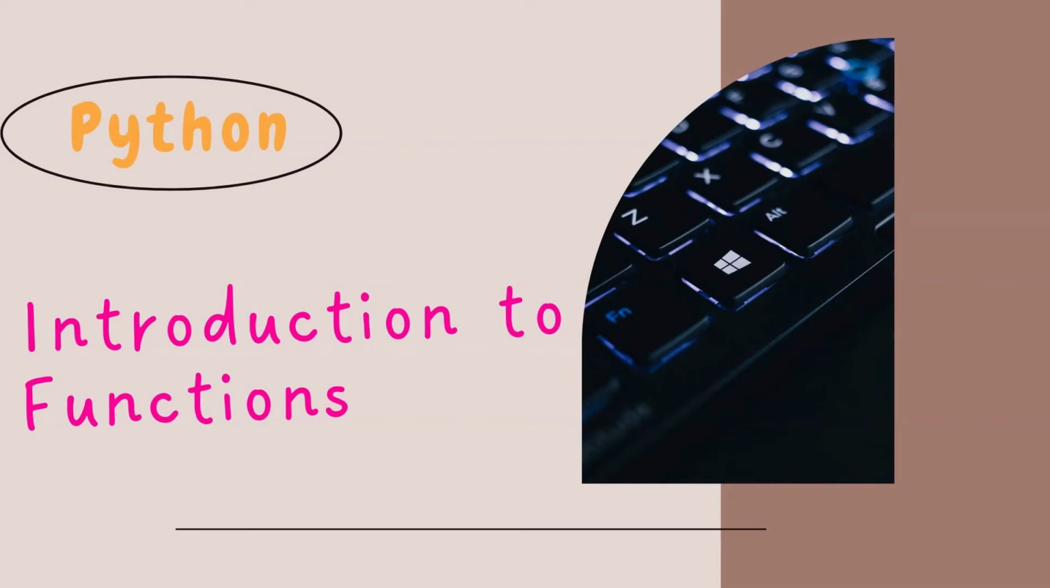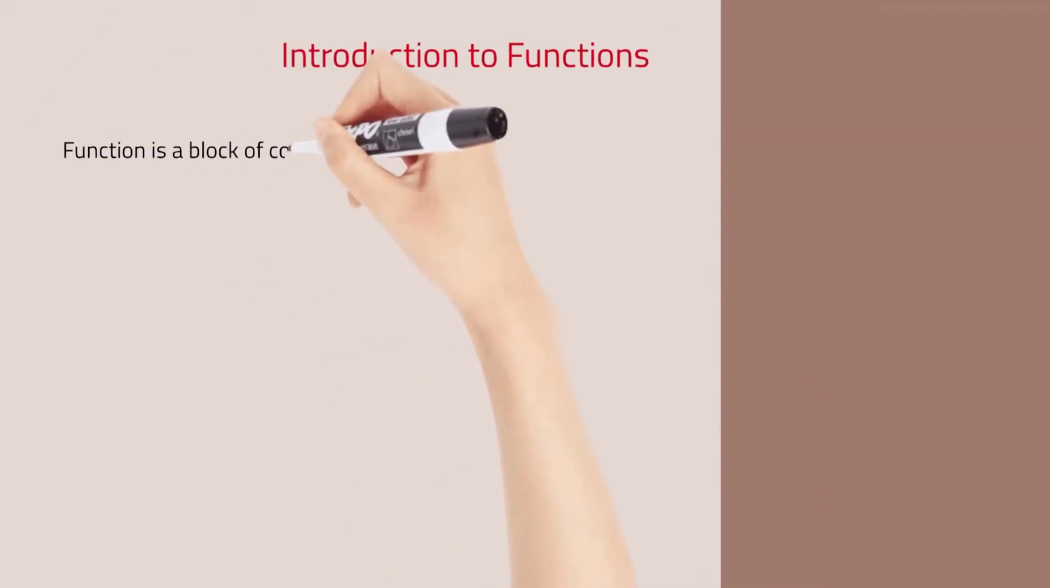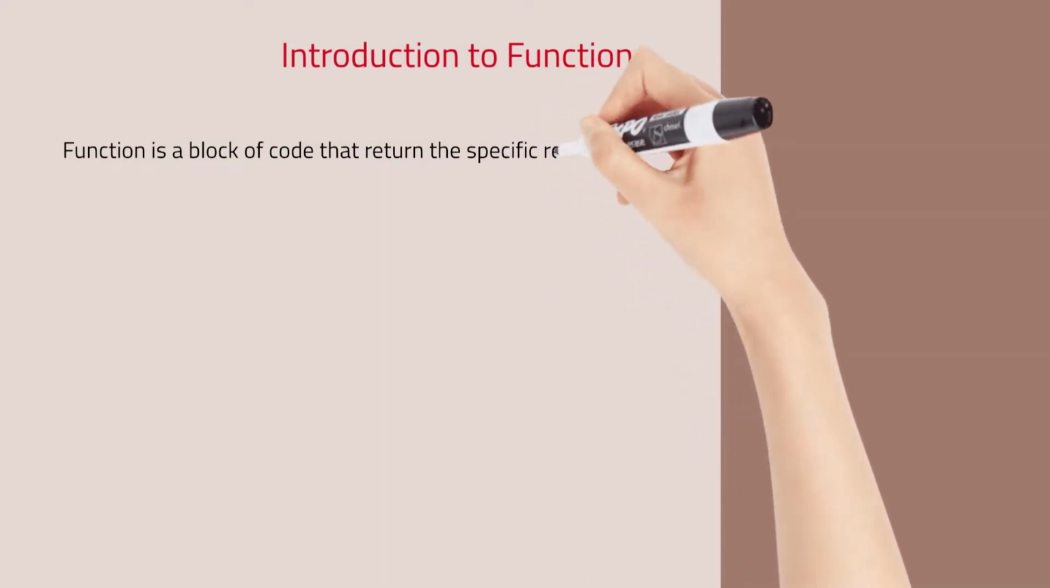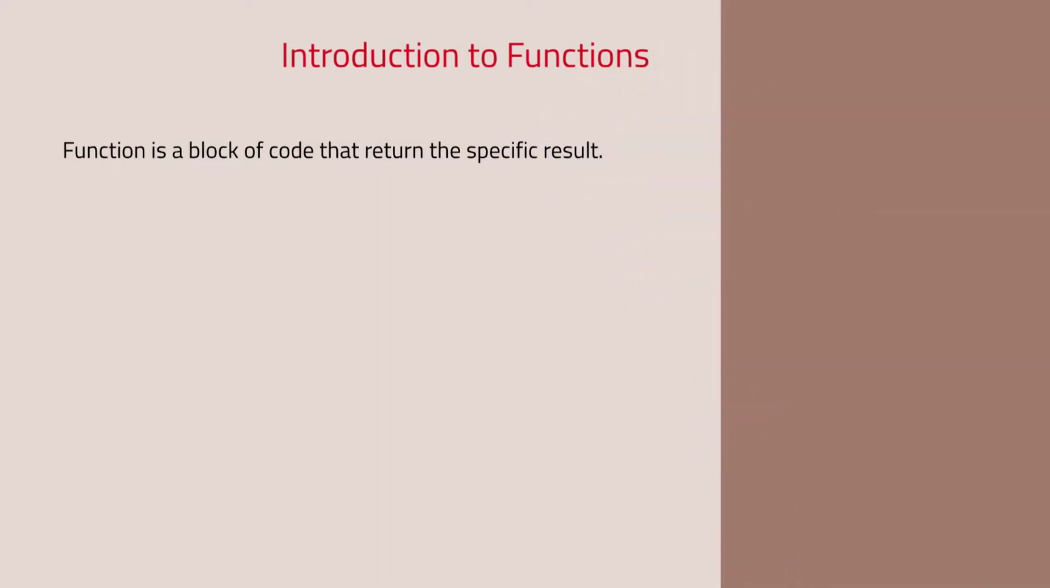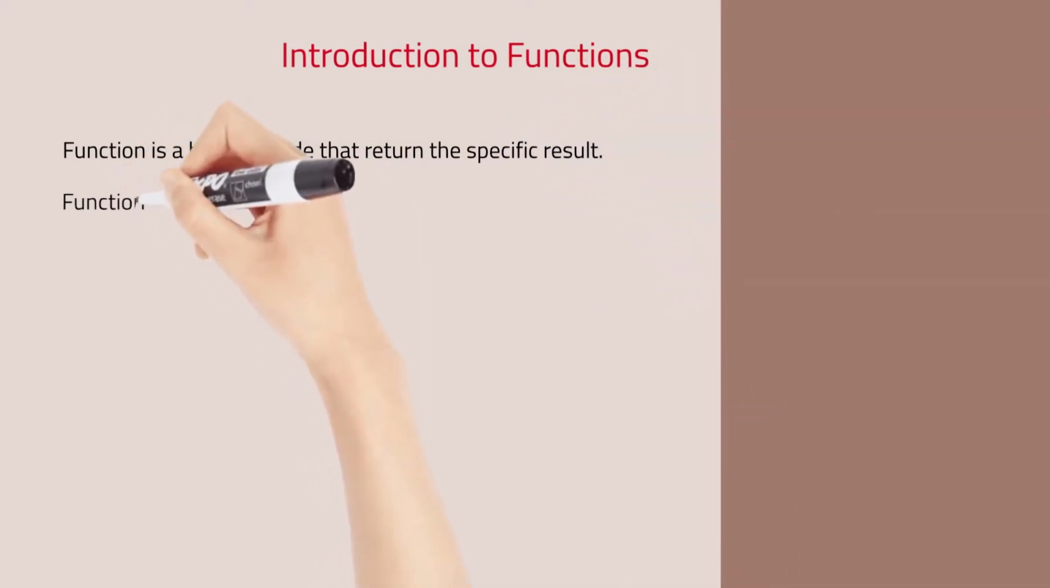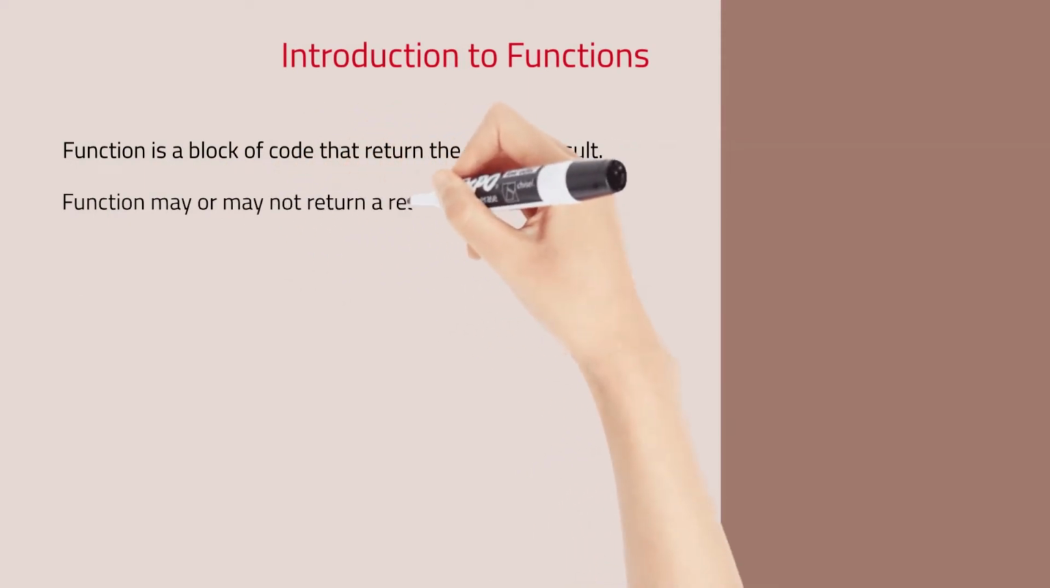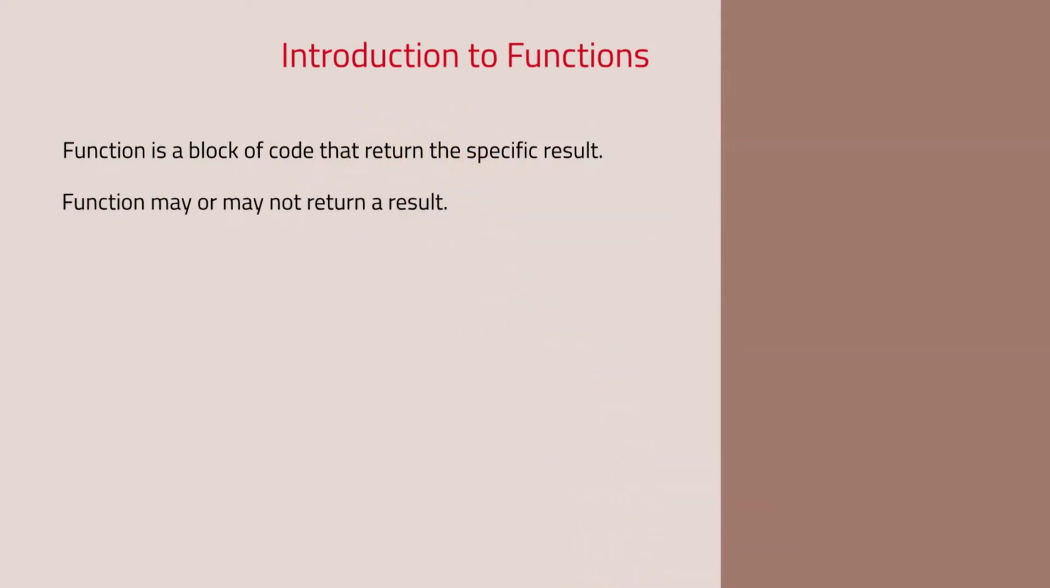In this video we will go through the basics of functions, including the different types of functions. Functions are blocks of code that return a specific result based on requirements. A function may or may not return a result. If it is returning a result, then we need to specify the return keyword with the values being returned.